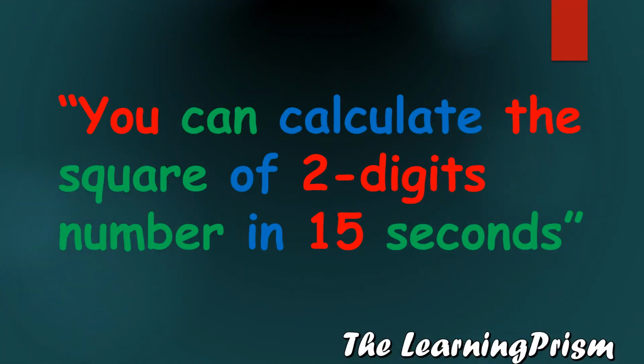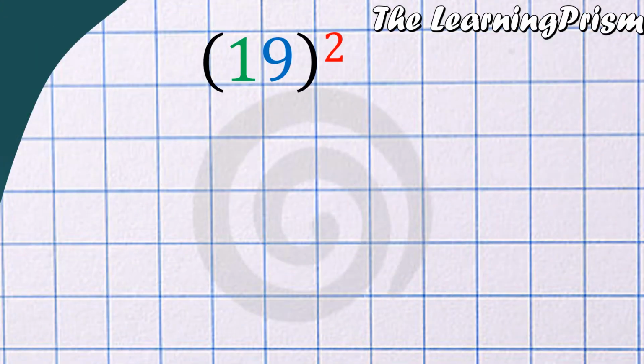So today I'm going to share a very interesting trick of. So here we need to find the square of number 19. The first thing you need to do is to multiply all the numbers you can see on the screen. So I can see 1, 9 and 2. So I will multiply these three numbers. So 1 multiplied by 9 is 9 and 9 multiplied by 2 is 18.